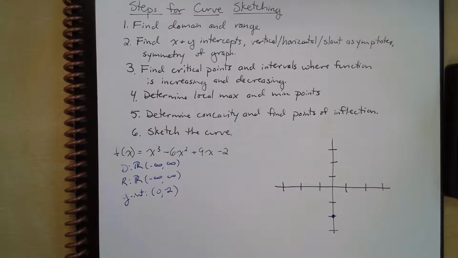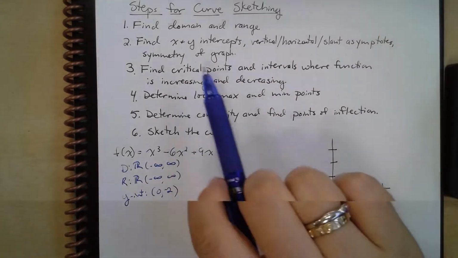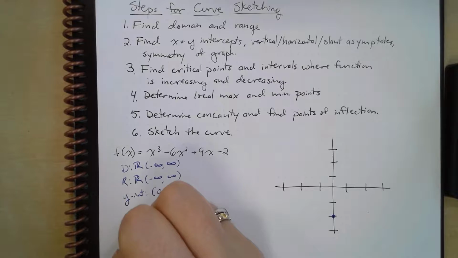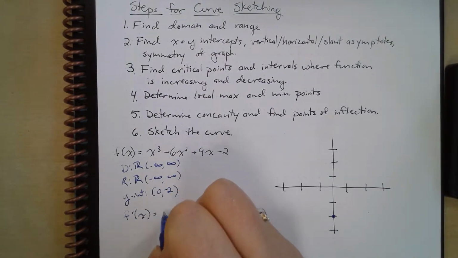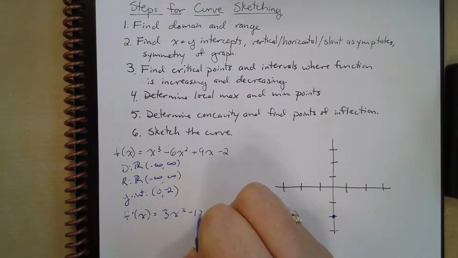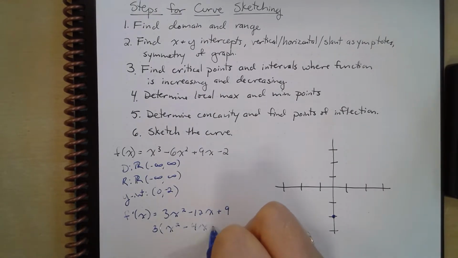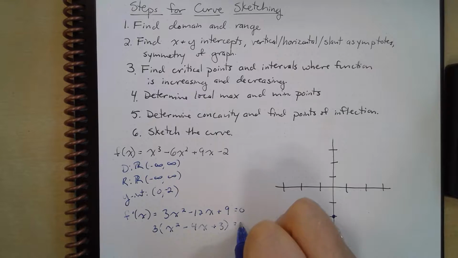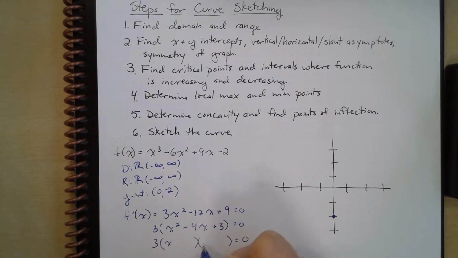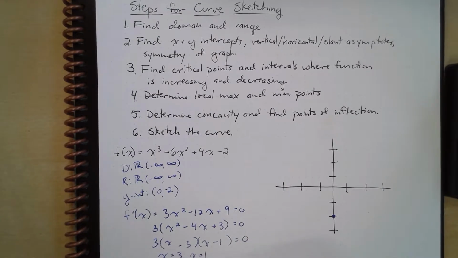Now, I want to find out where I'm increasing and decreasing and find these critical points. So I'll find f prime of x. f prime of x is equal to 3x squared minus 12x plus 9. I'm going to factor out a 3, so I get x squared minus 4x plus 3. I need to set this equal to 0. Factoring, we get x minus 3 times x minus 1. So x could be equal to 3 or x could be equal to 1. These are my critical points, and now I need to test them using the first derivative test.